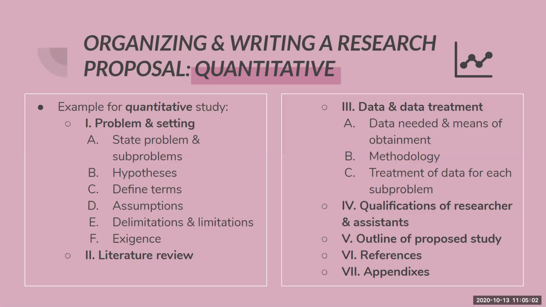4, qualifications of the researcher and the assistants. Obviously, as a high school student, you may not have as many qualifications as a degreed professional, but you still have qualifications from doing research, having an expert. And 5, you should have an outline of your proposed study. 6, references, and 7, appendixes.